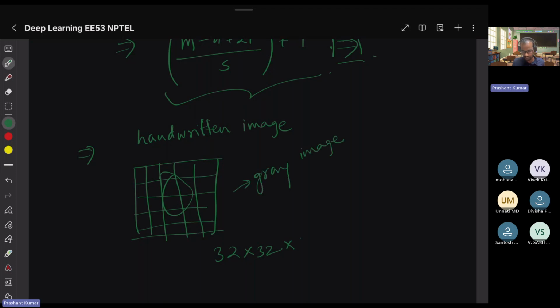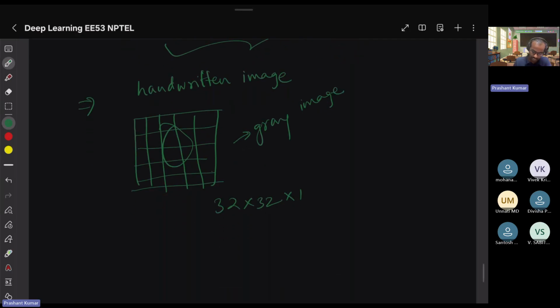So it has a dimension of 1 into the Z direction. If it is an RGB image, then it will have a dimension of 3. Currently it is a gray image, so it has a dimension of 1 into the Z direction. So this dimension is basically 1. So this is a 1 value.